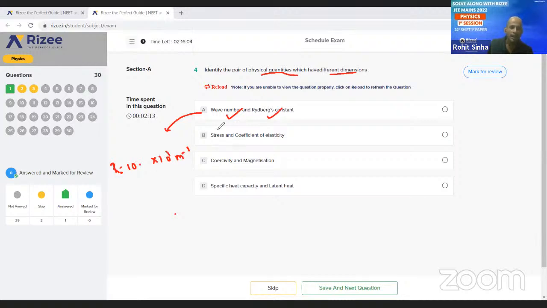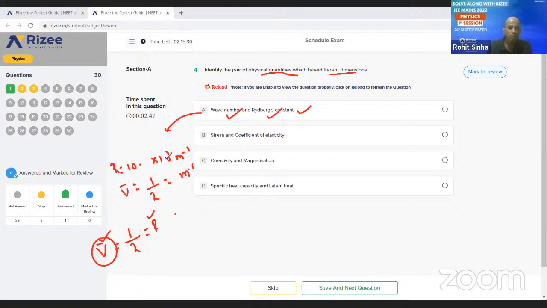Okay, and similarly, wave number also has the unit of 1 by lambda, that is meter inverse. You usually write Rydberg value 1 by lambda as wave number. The wave number unit is the same as the unit of Rydberg constant. So we can write that wave number and the Rydberg constant have the same dimension.